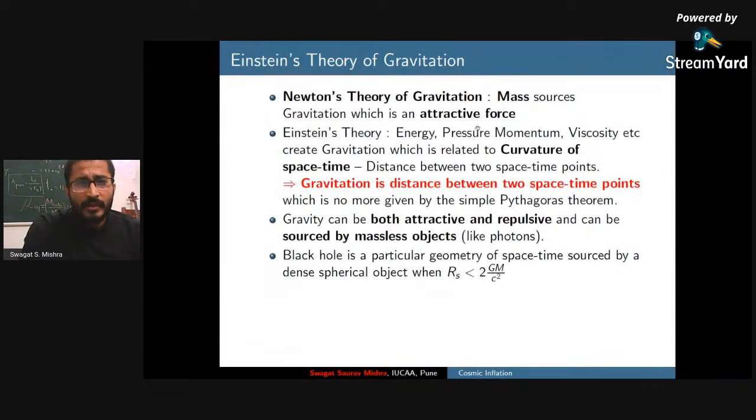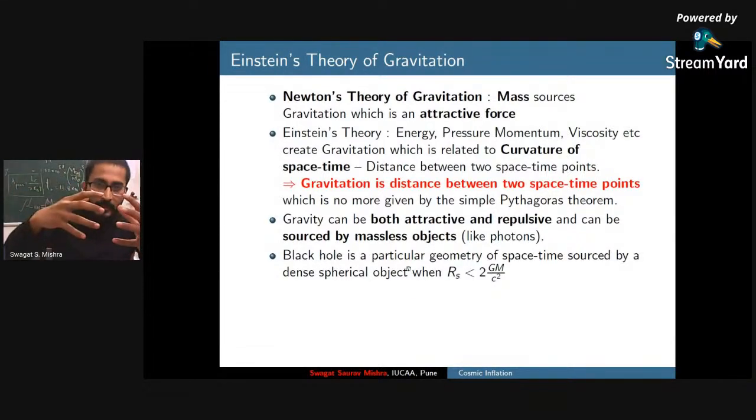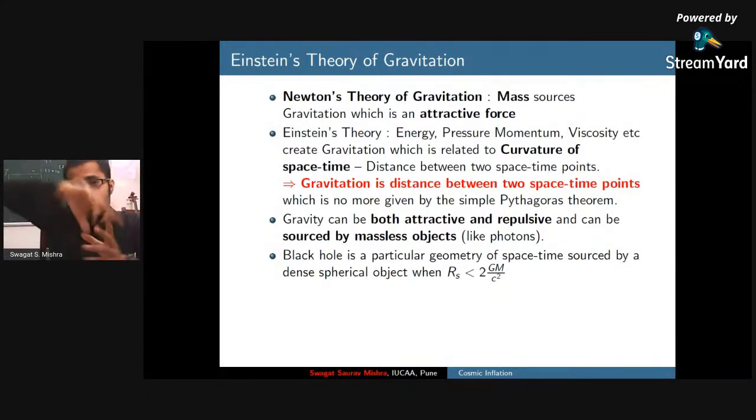Examples of Einstein's theory of gravity: one of the examples is a black hole. So what you do is take a lot of matter and compress it. Take a star, for example, and compress it to make a spherical object. Okay, very dense. If you compress it, the space-time around it will be bent in a very funny way, and all sorts of funny effects happen.